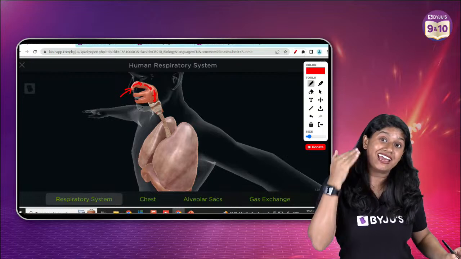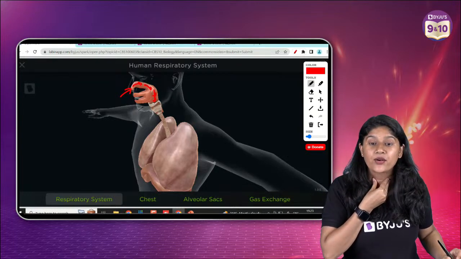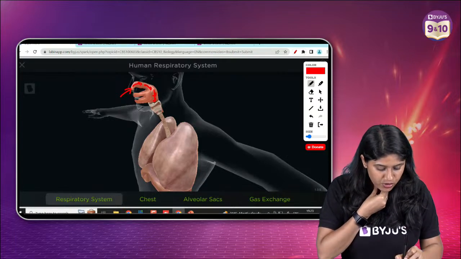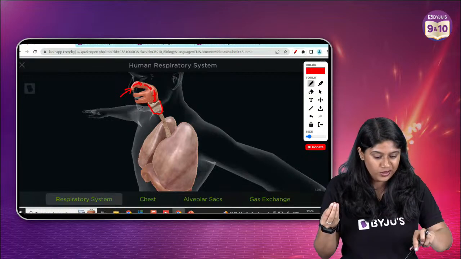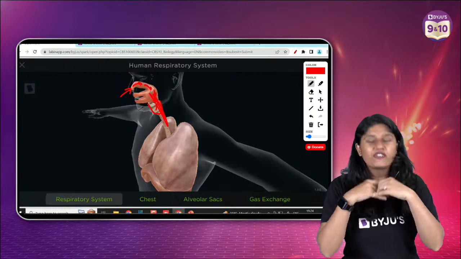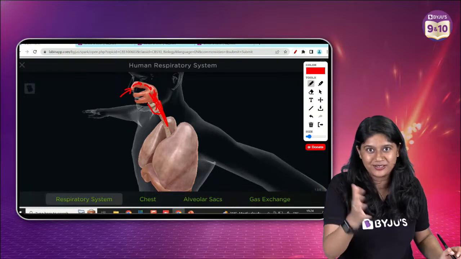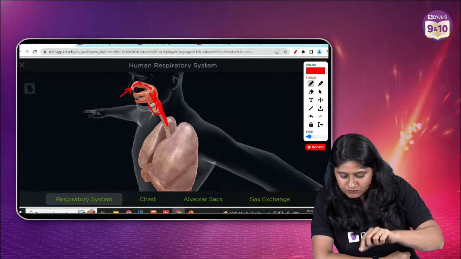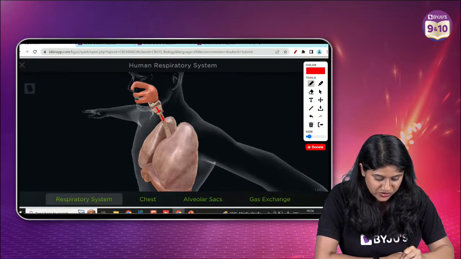So before the air enters into the trachea, it goes through the larynx, right? Where we have the voice box. And that's how we can actually speak, and that's how we'll be able to make different types of voices and the frequency. Then, of course, from there, the air enters into the trachea.